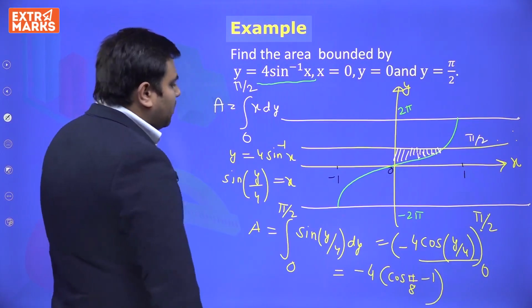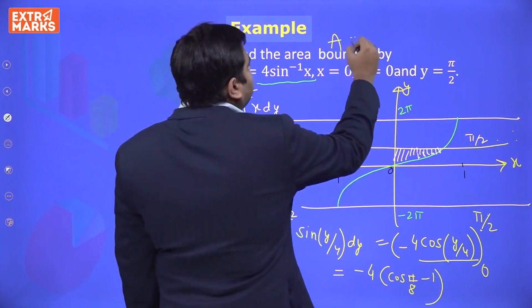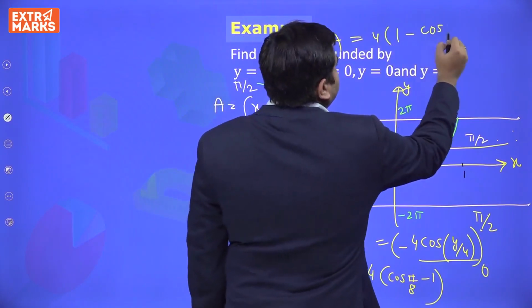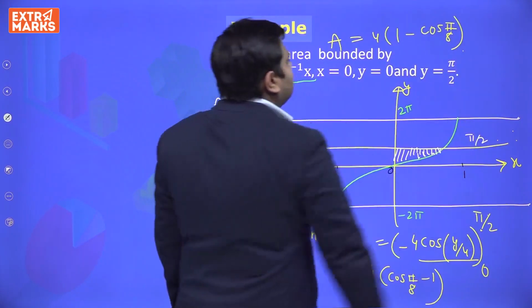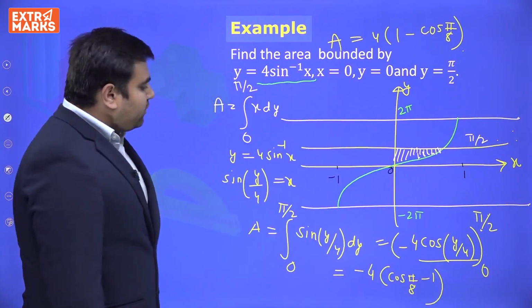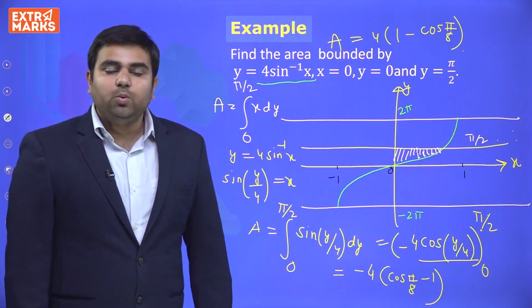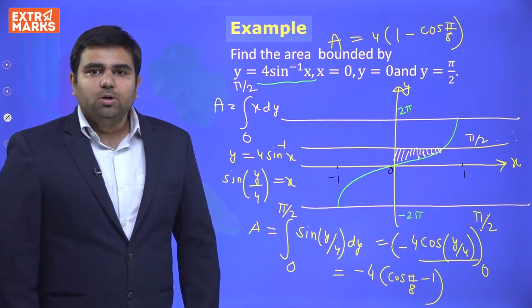So I am writing down the final answer over here. The final answer is coming out to be 4 times 1 minus cos pi by 8. So this is the final answer that we are getting over here. So let's move ahead.